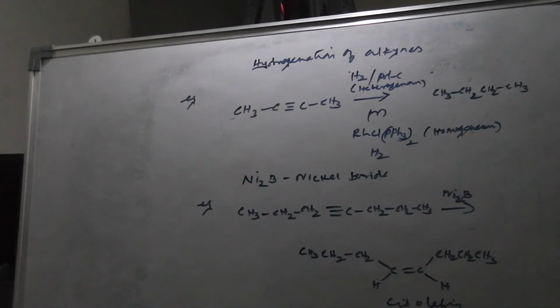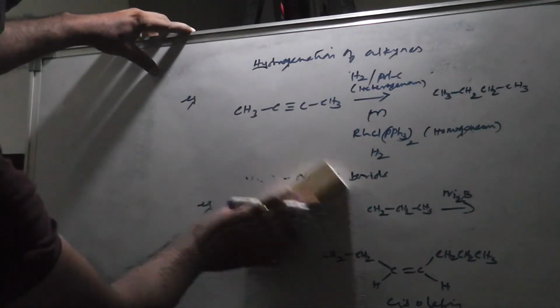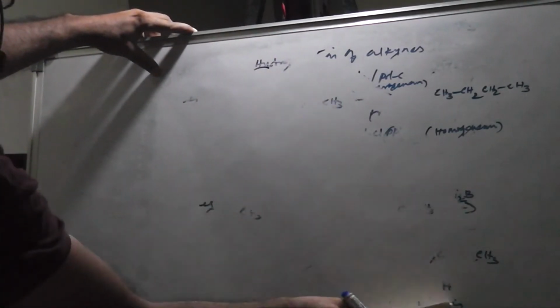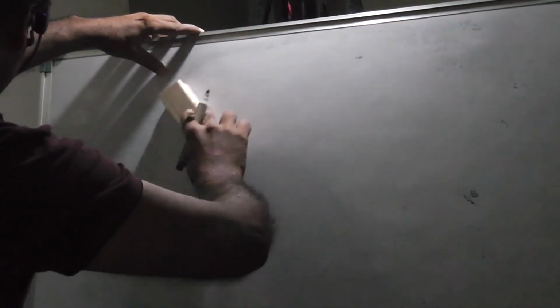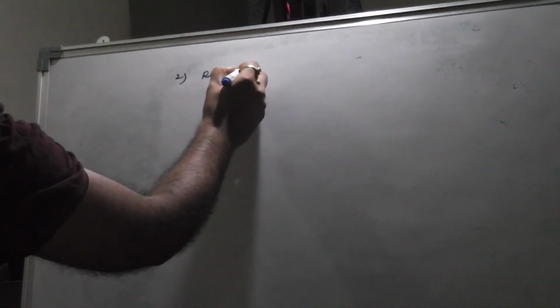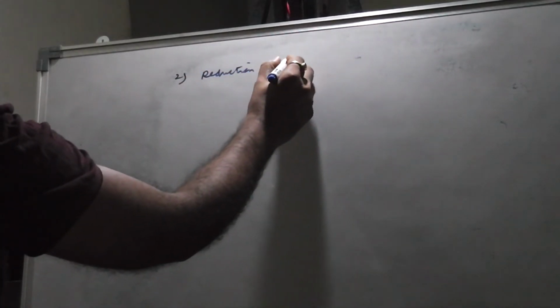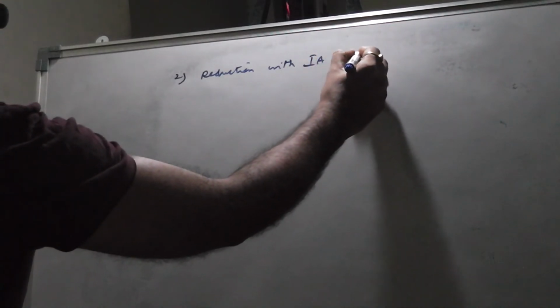Using alkali metals, we can also reduce the C triple bond C. The second one is reduction of an alkyne with 1A group metals in liquid ammonia.